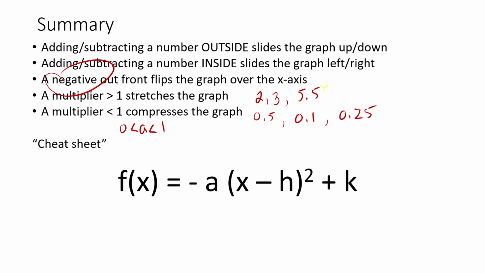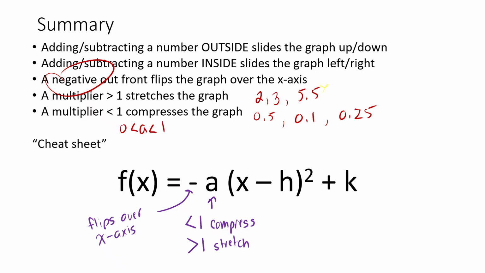So, cheat sheet. I will give this to my students all the time. This is kind of your summary, and it assumes that you have gone through the lesson. All right, do not try to start here. That will not work out for you. If you see a negative out front, that means it flips over the x-axis. This number right here is your multiplier. If that number is less than 1, it will compress the graph. If that number is greater than 1, it will stretch the graph.